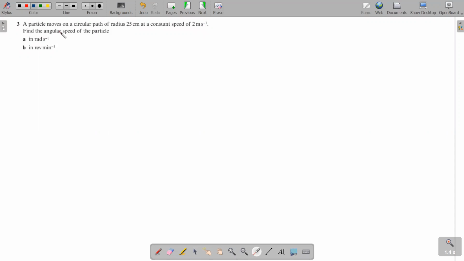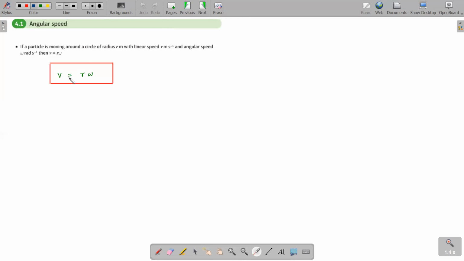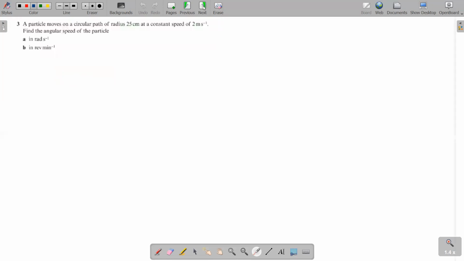This is where the first equation comes in. I gave you an equation on the previous page with the relationship between linear speed and angular speed. We can write the linear speed V is equal to R omega, where omega is the angular speed. V is 2 meters per second. Radius is 25 centimeters. But remember, if your speed is in meters per second, your radius can't be in centimeters. Your radius also should be in meters. So to convert 25 centimeters to meters, we divide by 100.